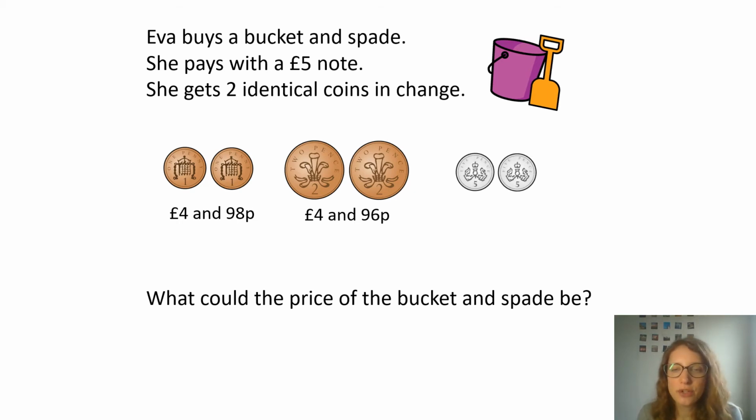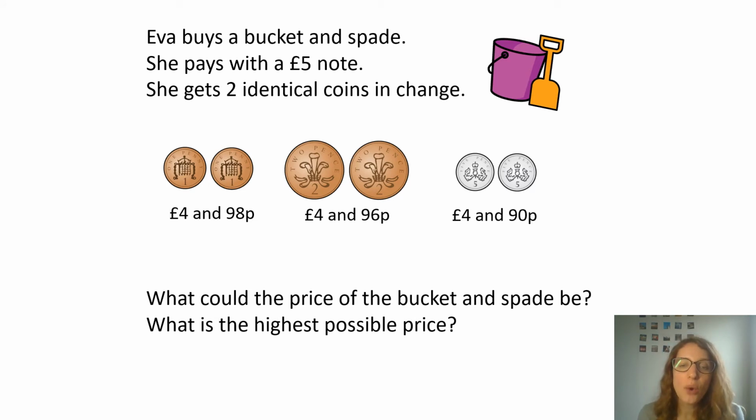Okay, so we could just keep going. So you could have had 2 5p coins and it would cost £4.90. You could have had 2 10p coins, 2 20p coins, 2 50p coins, £2 coins, 2 £2 coins. Okay, so any of those would have worked and you would have got a different cost for each one.